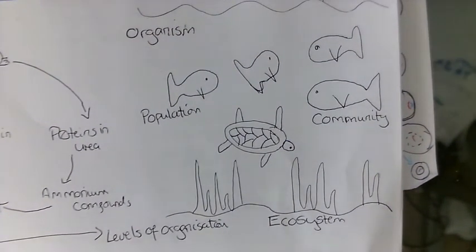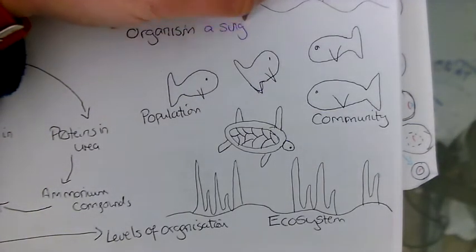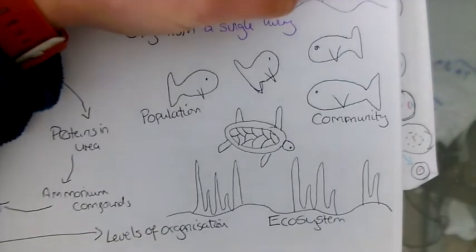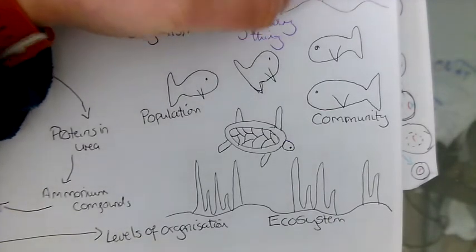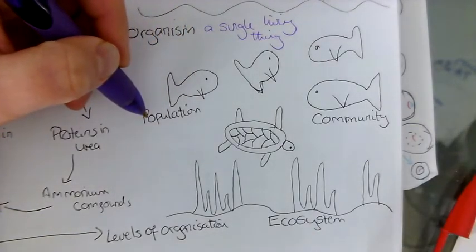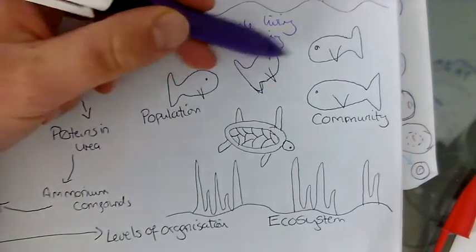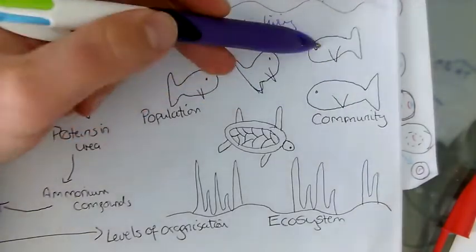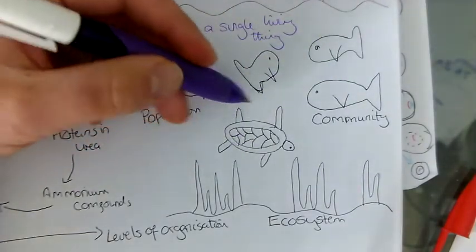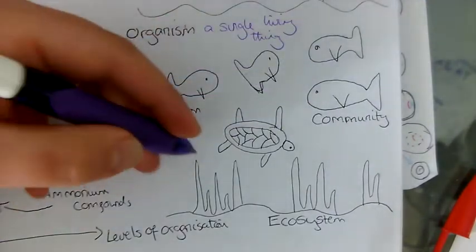So here I've got an undersea theme. The first one is an organism. An organism is a single living thing. A population is all of the organisms of the same species. So in this diagram here, these two are the same, these two are the same, and the turtles are the same species. So there's a population of 2 of these fishes and a population of 2 of these fishes.